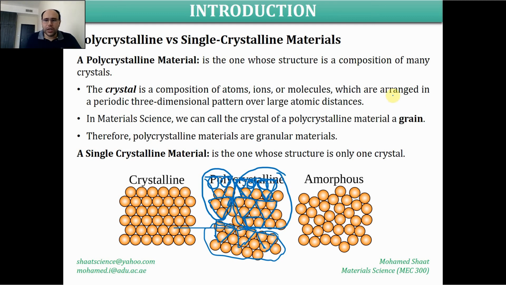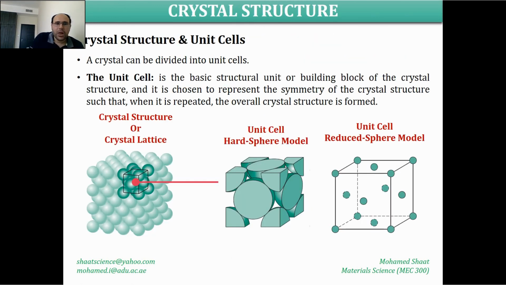All atoms are arranged in a 3-dimensional periodic pattern over a large atomic distance. This is the crystal, and this is what distinguishes polycrystalline material from single crystalline material or amorphous material. As I mentioned, we could have one material that is made of only one single crystal. We may have another material that is made of multiple crystals. It will be counted as polycrystalline material. Make sense? Now we're going to move to something that we call the unit cell.